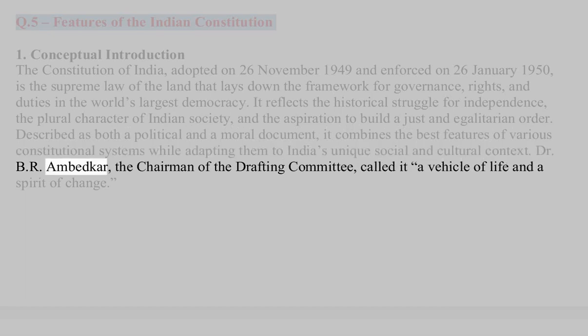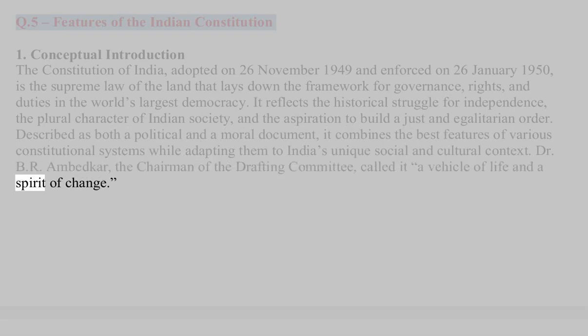Dr. B.R. Ambedkar, the chairman of the drafting committee, called it a vehicle of life and a spirit of change.